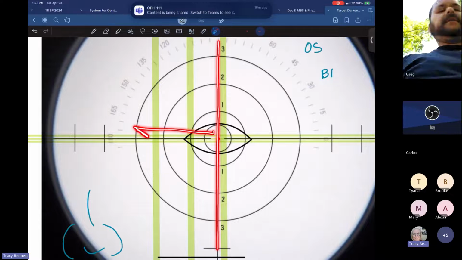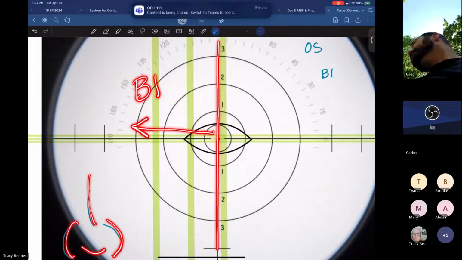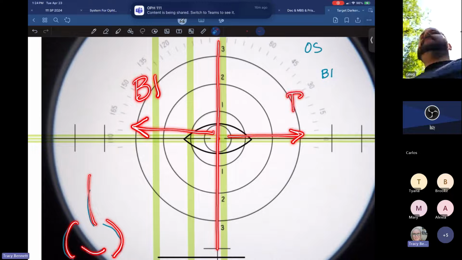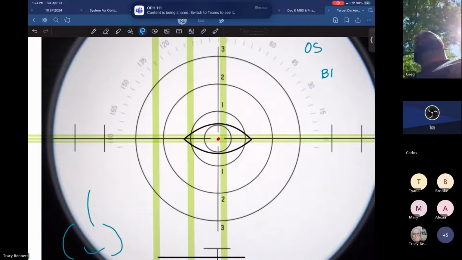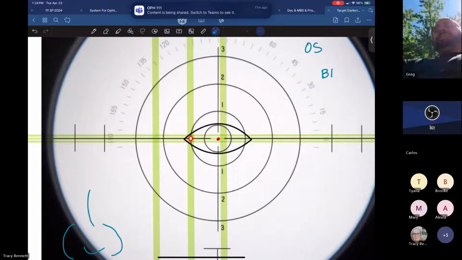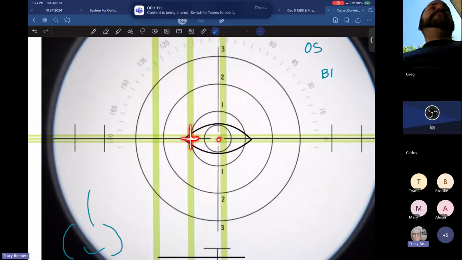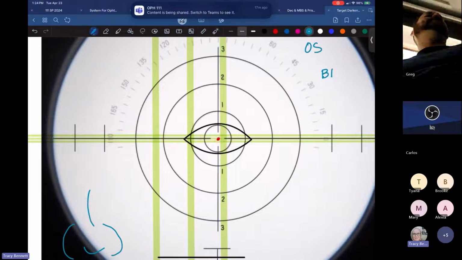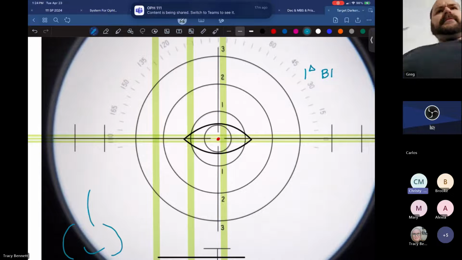And if we move in this way, it's base in, because for a left eye, if we move this way, it's base out for a left eye. So you see that this center point right here is base in in reference to where the eye is. And then how much is it base in? What's that second circle represent? 1.